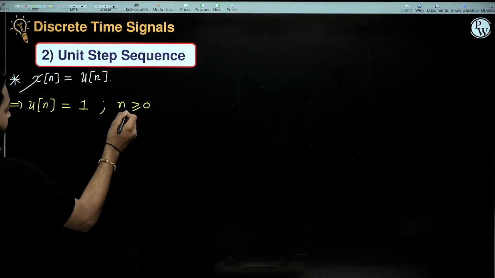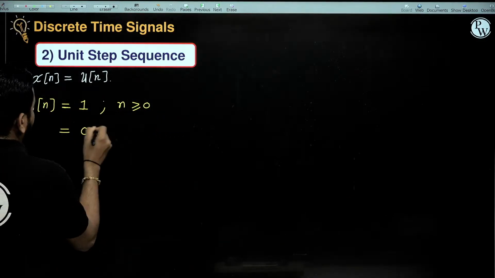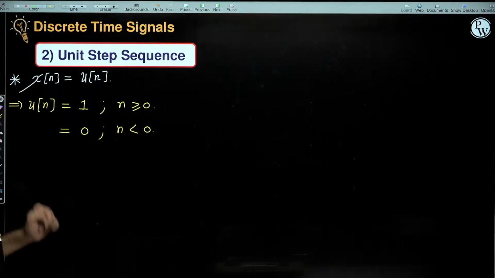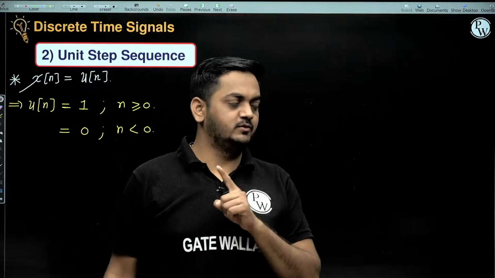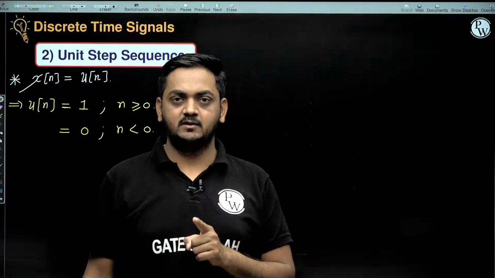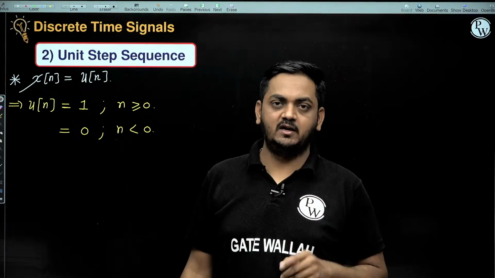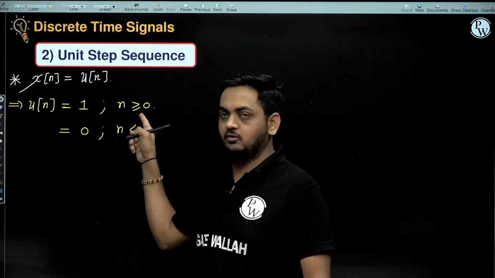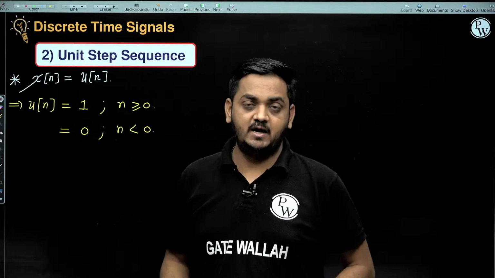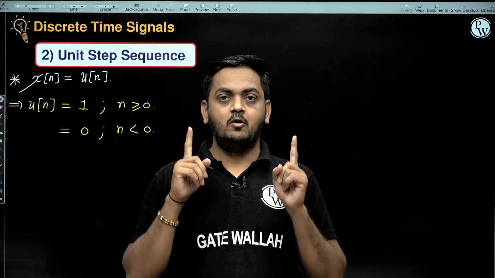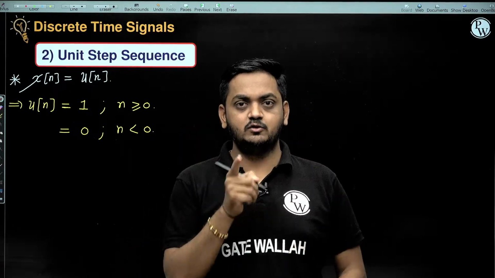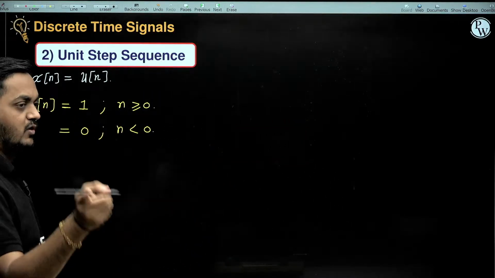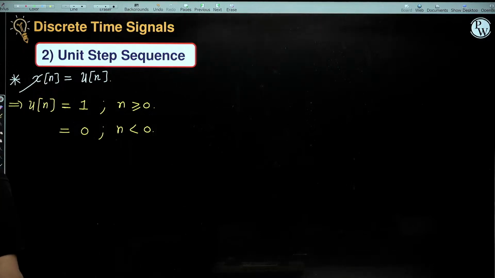That's why I am writing greater than or equal to 0, and less than 0. There is no sudden change in amplitude at n equal to 0, as this is discrete time. But in continuous time there is a discontinuity, a sudden change in amplitude at t equal to 0 from 0 to 1. That's why the amplitude is not defined at t equal to 0 for the continuous time unit step function.